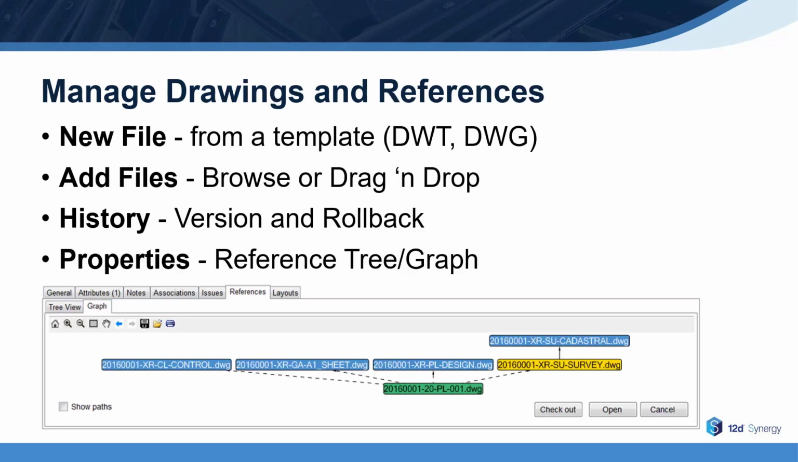12D Synergy will manage your drawings and your references. We can do things like create a new file from a DWT or a DWG. You can add your drawings either through browsing to them or using the drag and drop method. 12D Synergy allows for the full history of your drawings, so that's version control and the ability to have rollback as well.